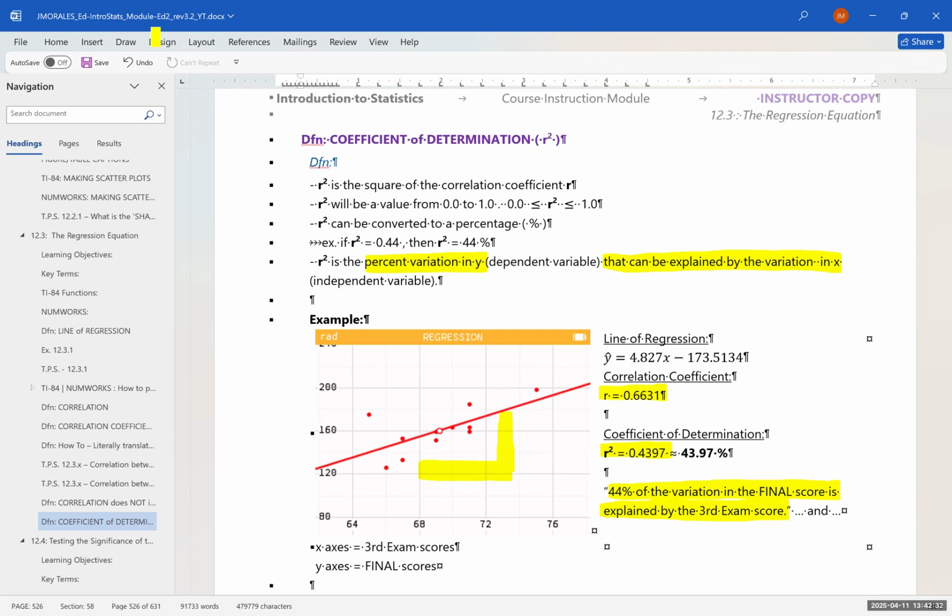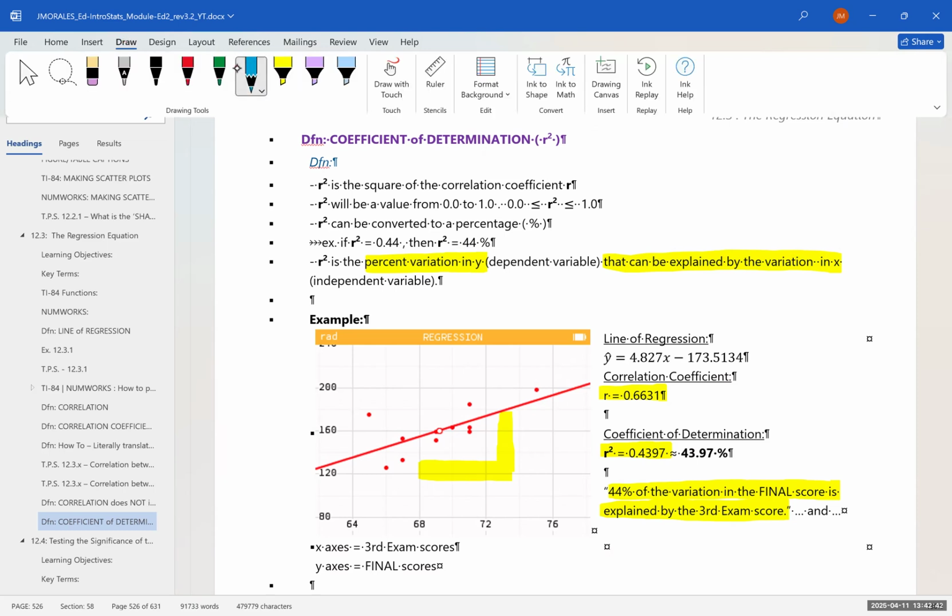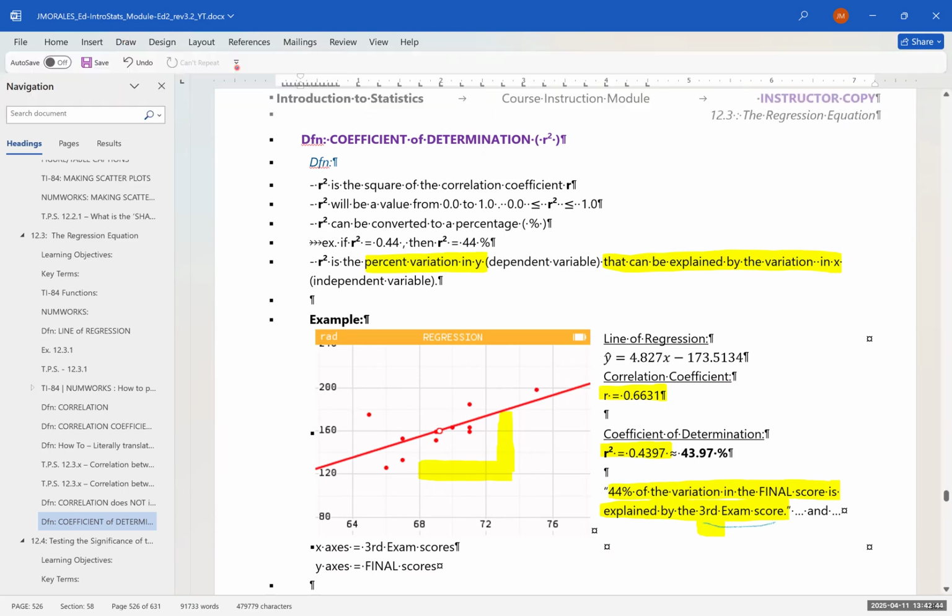So here we're looking for correlations, and we want to know, does the score on a student's third exam have much of an influence or a bearing on the student's final score? And what the coefficient of determination says is that only 44% of the increase in the third exam score is responsible for increasing the resulting final score.